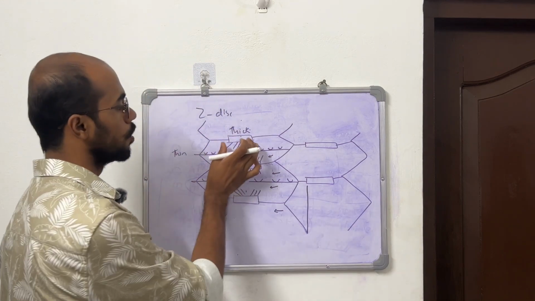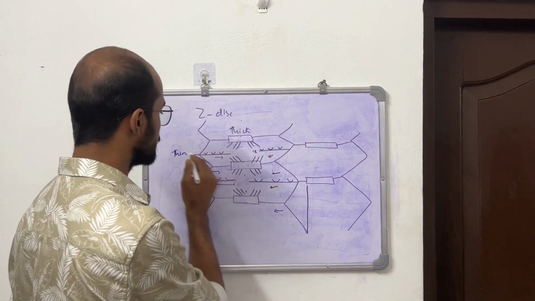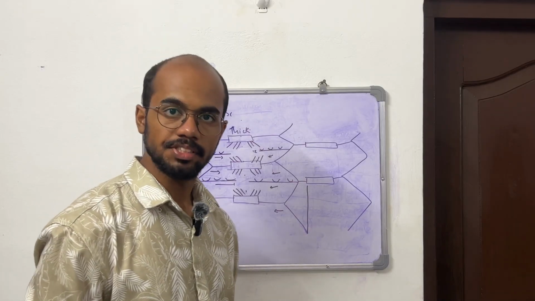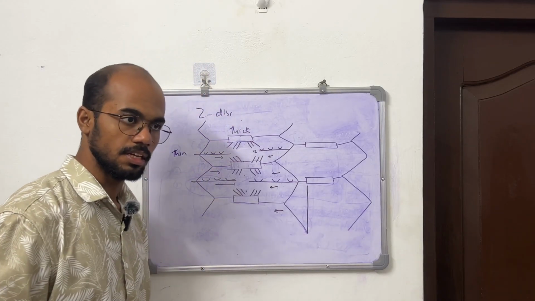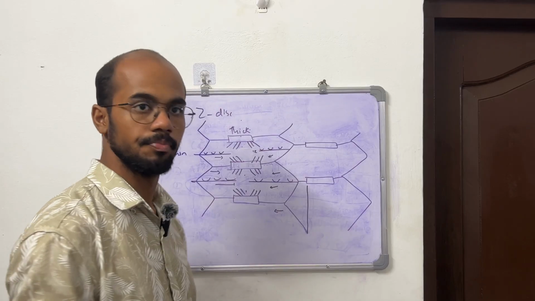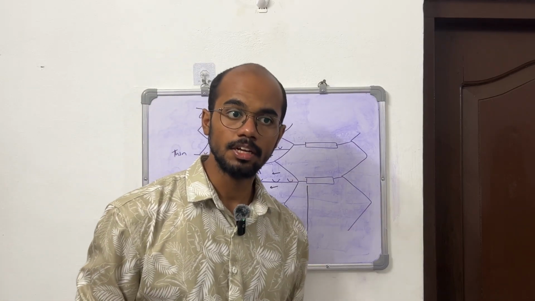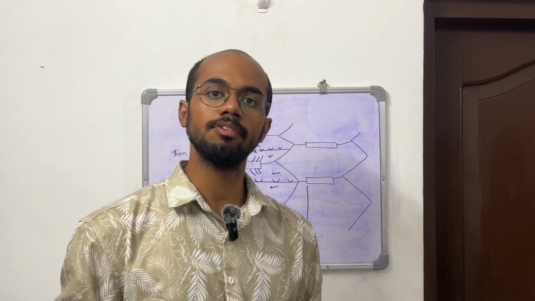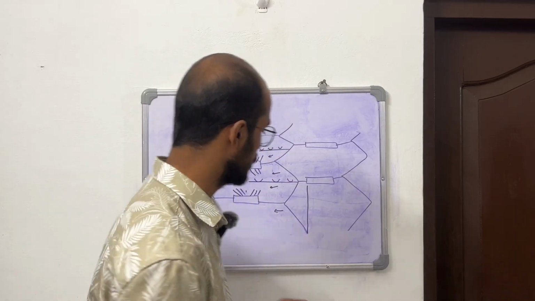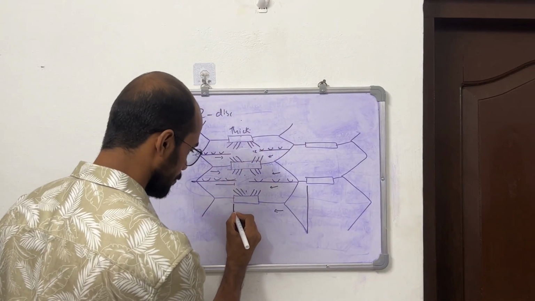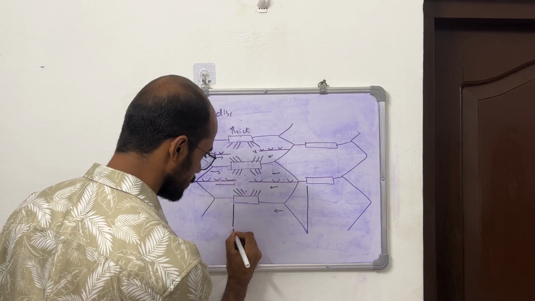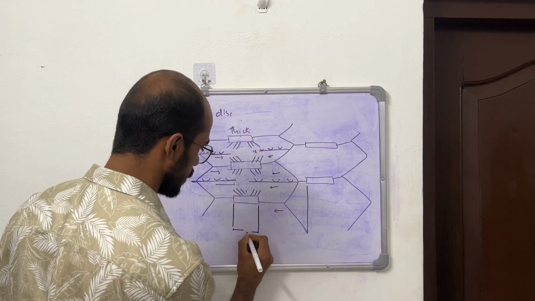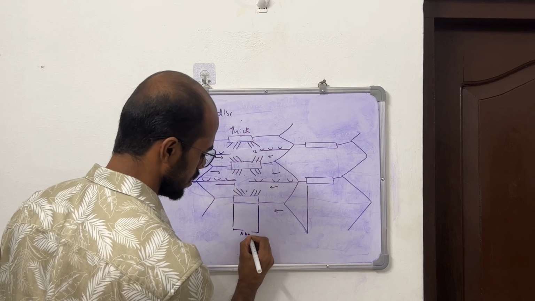Okay, so this is the thick filament, this is the thin filament. Do you remember what the A band was? The A band was something that extended from one end of the thick filament to the other end of the thick filament. Or in other words, the thick filament itself was called the A band, right? So the A band extends from one end of the thick filament to the other end of the thick filament. Okay, so this is the A band.